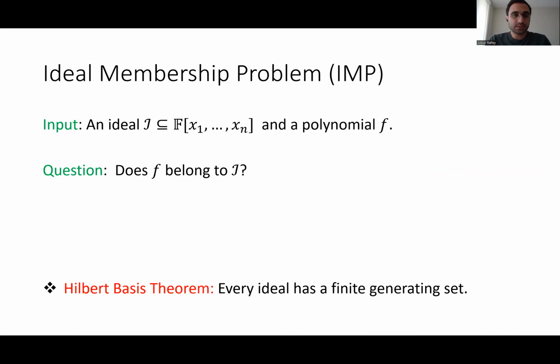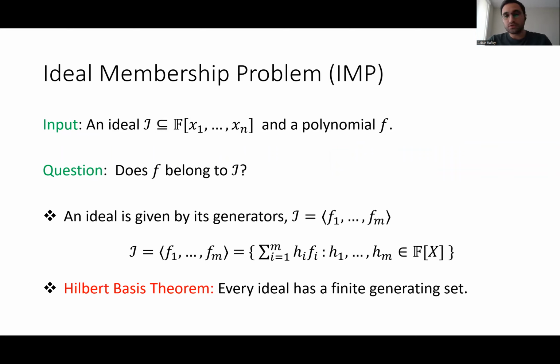Hilbert's basis theorem says that every ideal has a finite generating set. So without loss of generality, we assume the ideal is given to us by a set of generators, f1 to fm. When we say the ideal is generated by f1 to fm, it means every polynomial in the ideal is of this form: the sum of hi fi, i from 1 to m.